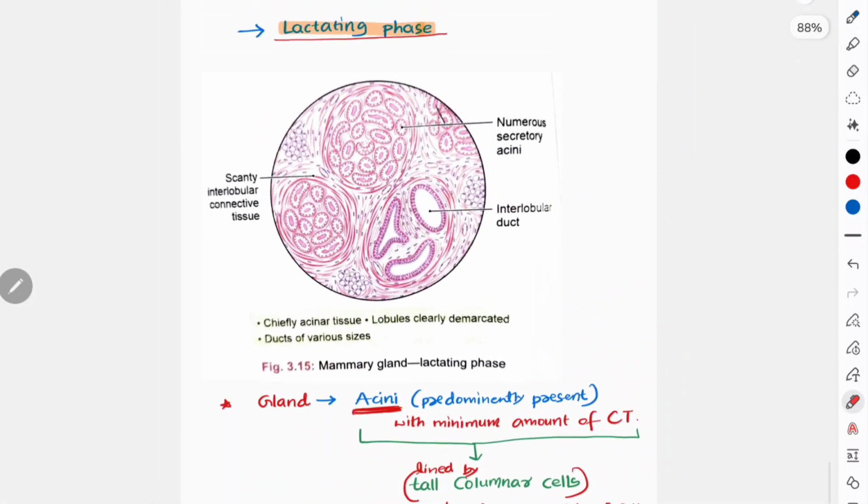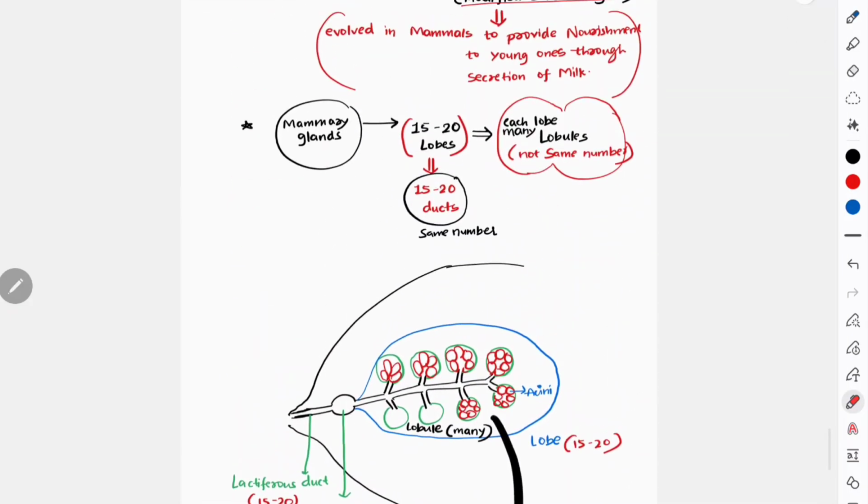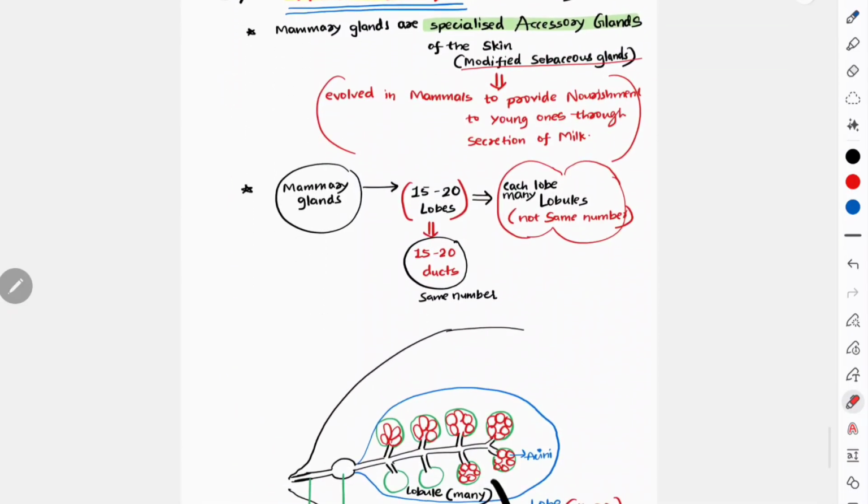So here we complete the histology of breast.